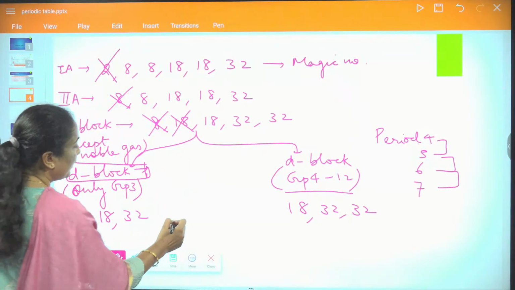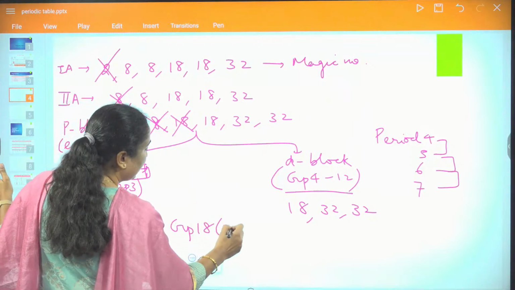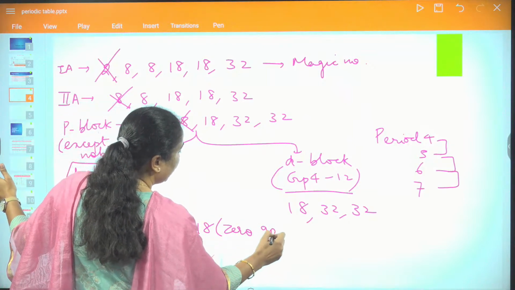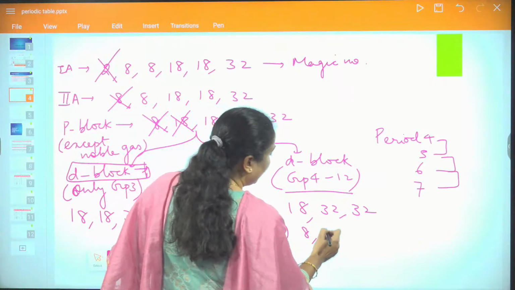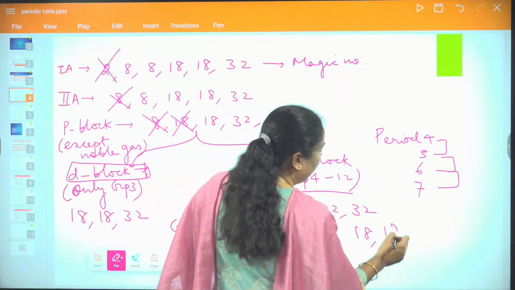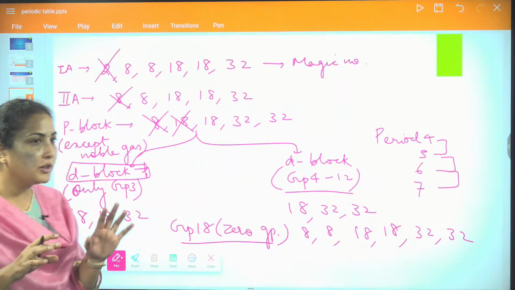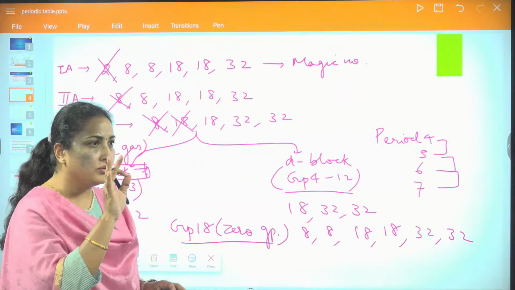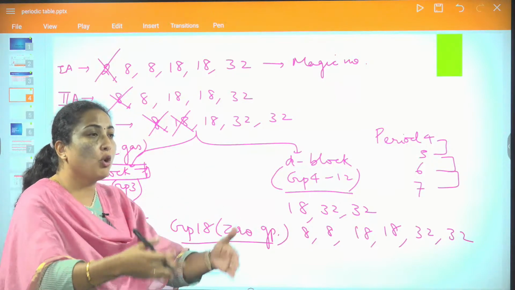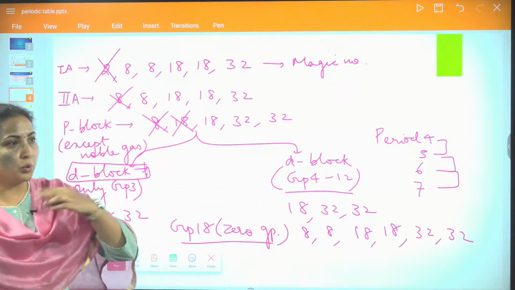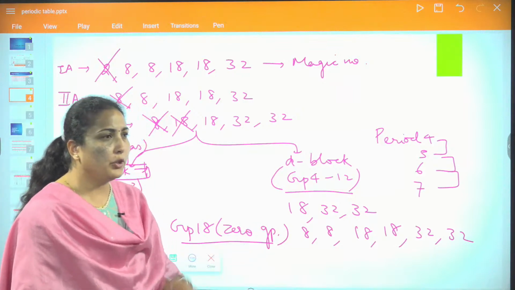Now, the last one is group 18, or else it's better you remember it as 0 group. For them, it is 2 times 8, 2 times 18 and 2 times 32. So remember one thing, for 0 group, as such their value is 0. But they want everything which is more, 2 times: 2 times 8, 2 times 18, 2 times 32. Will you be able to remember?